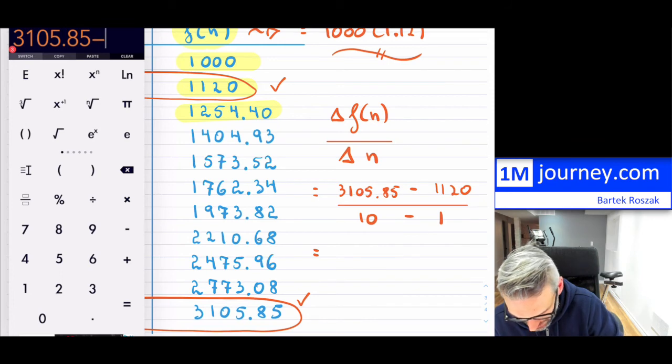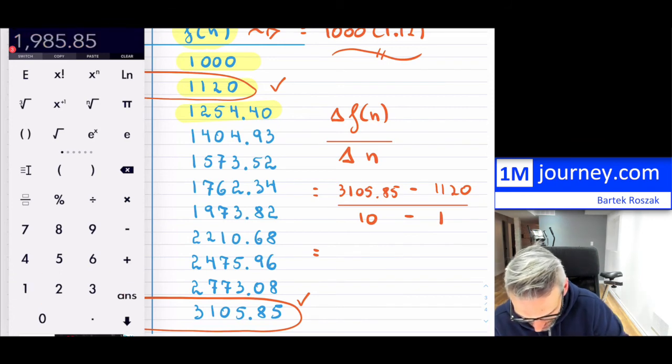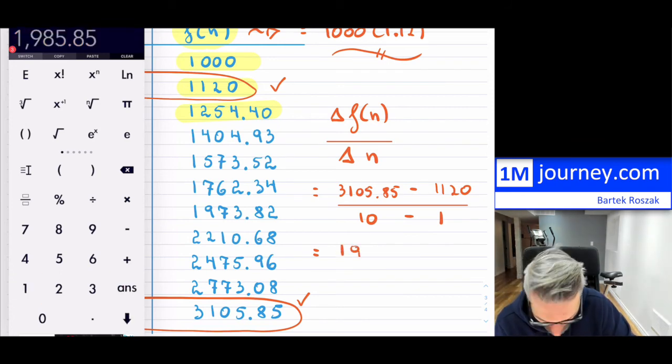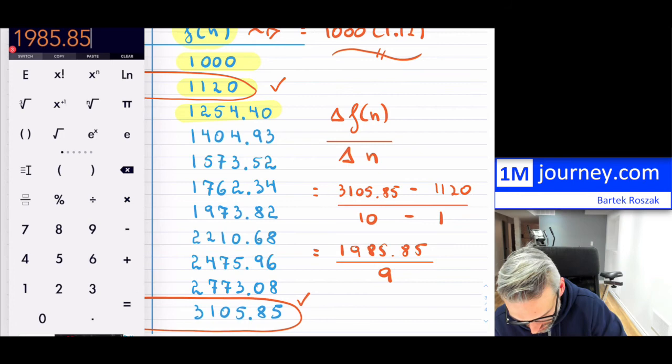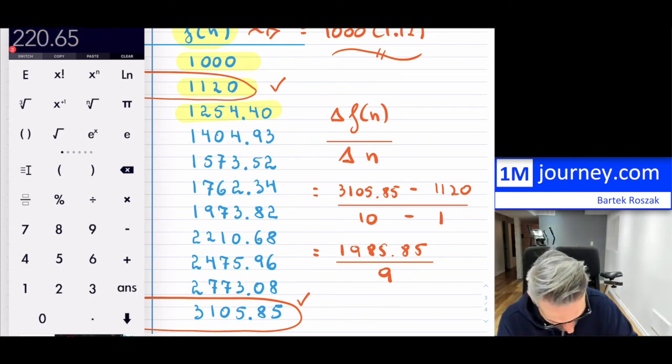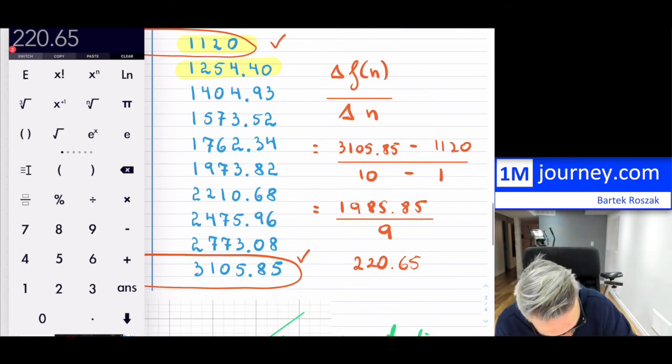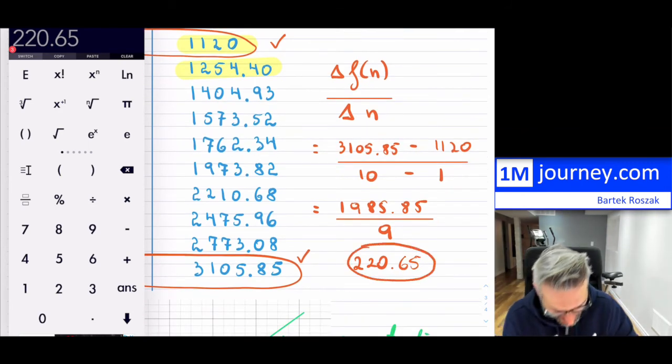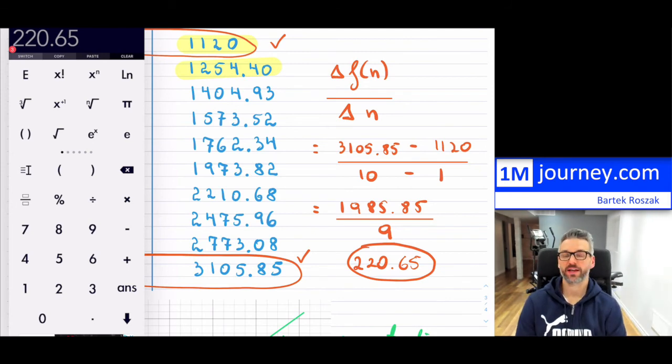3105.85 minus 1120. So that's 1985.85 divided by 9. So my answer divided by 9, and this would have been 220.65.